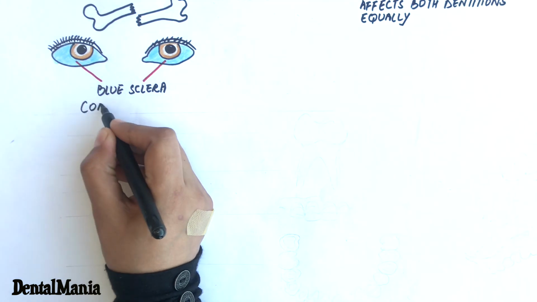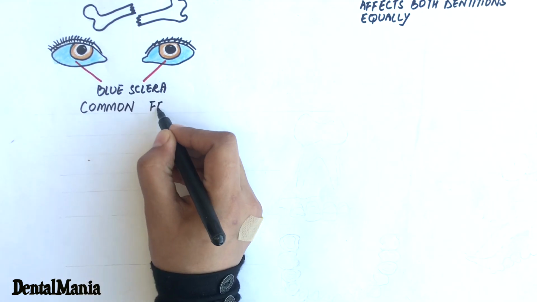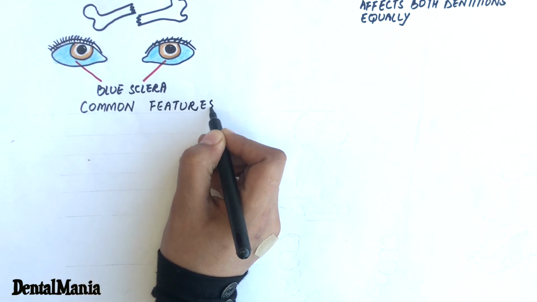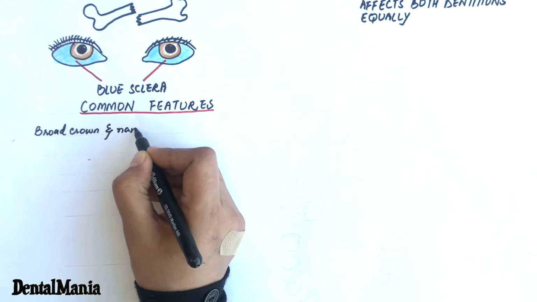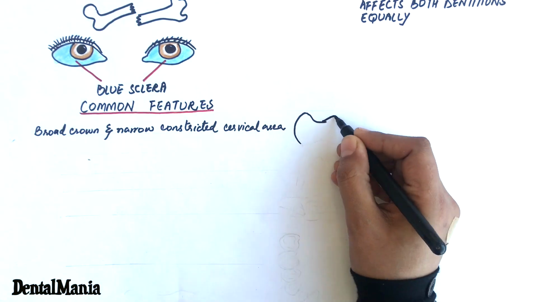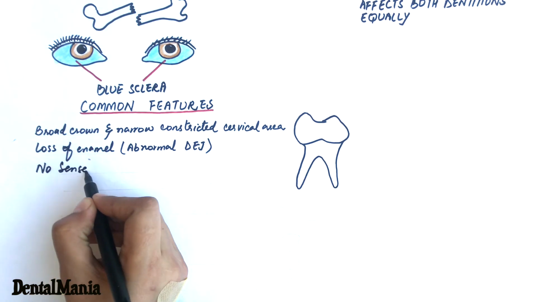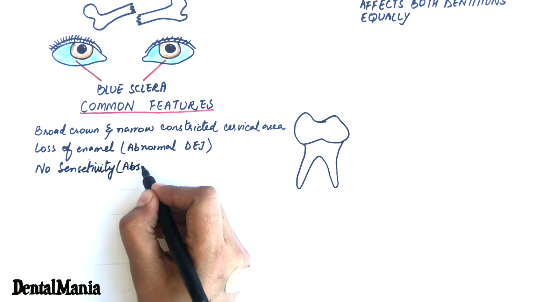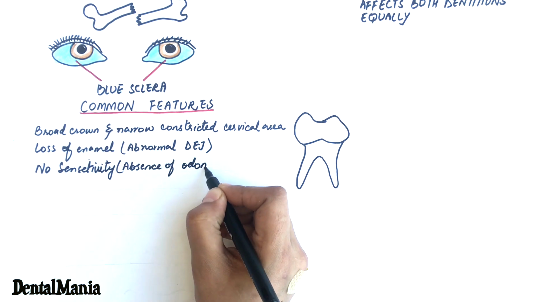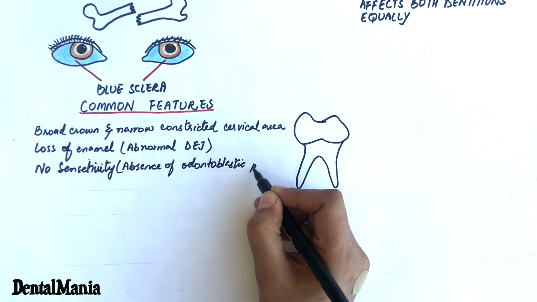Let's now talk about some common features of all three types of dentinogenesis imperfecta. All three types exhibit broad crowns and a narrow constricted cervical area. Enamel is lost due to an abnormal dentino-enamel junction. Even after enamel is lost, the teeth exhibit no sensitivity, and this is due to the absence of odontoblastic processes in dentinal tubules.